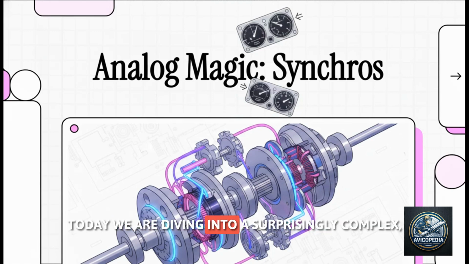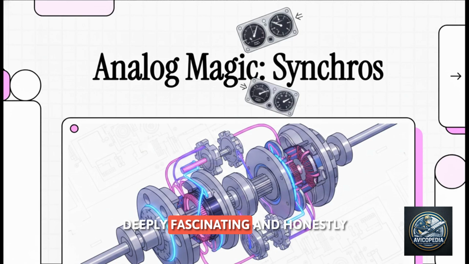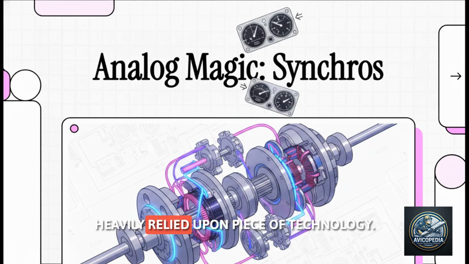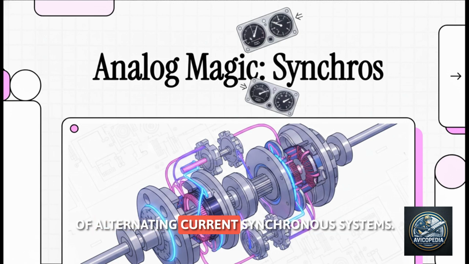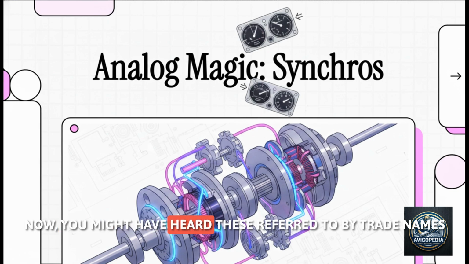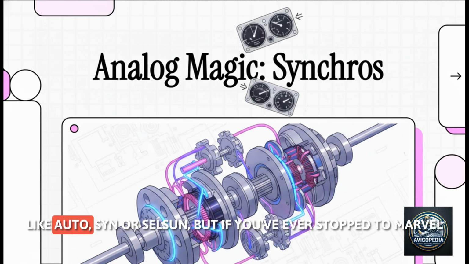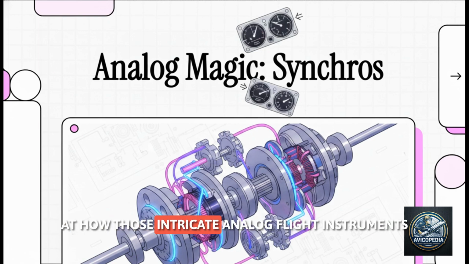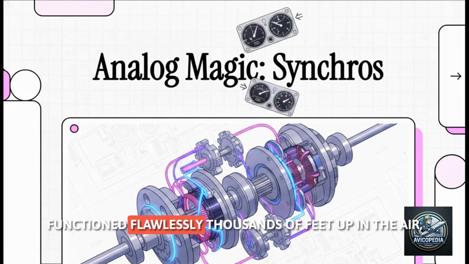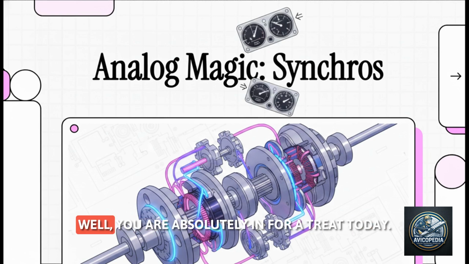Today, we are diving into a surprisingly complex, deeply fascinating, and honestly, heavily relied upon piece of technology. We're talking about the world of alternating current synchronous systems. Now, you might have heard these referred to by trade names like autosyn or cellsyn, but if you've ever stopped to marvel at how those intricate analog flight instruments function flawlessly thousands of feet up in the air, well, you are absolutely in for a treat today.